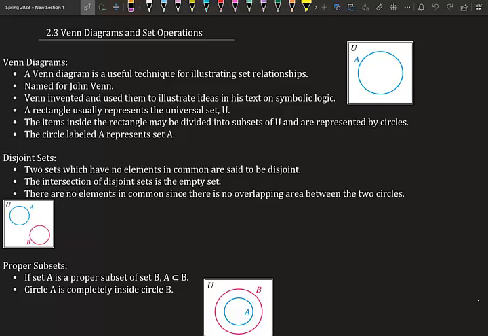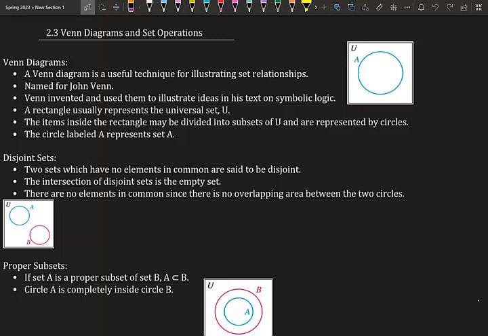2.3 Venn diagrams and set operations. You've seen Venn diagrams before. You use them to compare and contrast things in English class. Well, to burst your bubble, guess where English class got their Venn diagram? They got it from math class. So Venn diagrams are actually math. So you see how math is literally everywhere, even in your English classes, y'all.